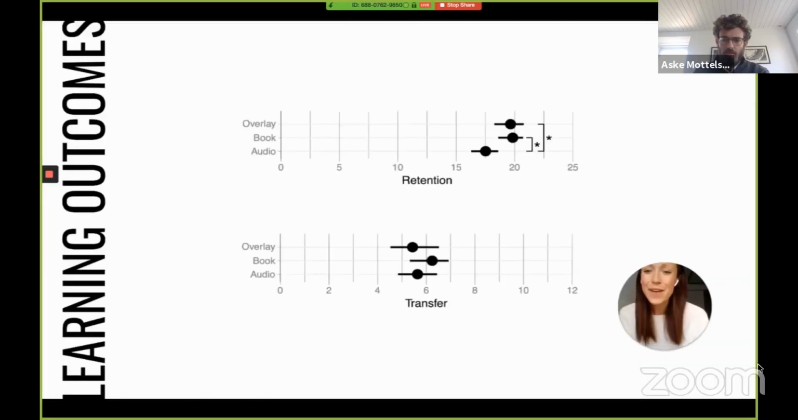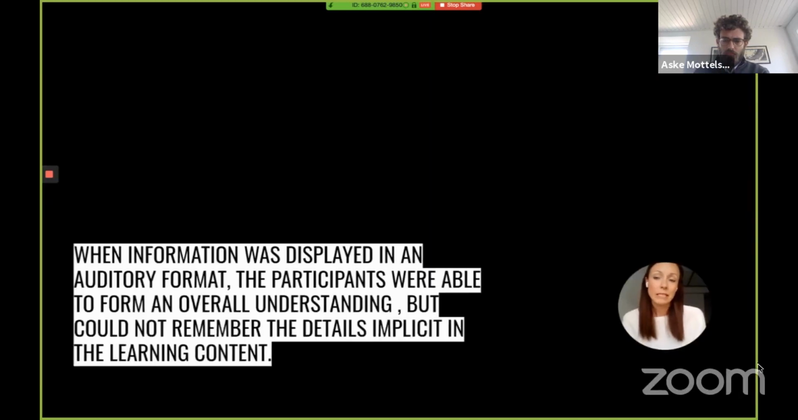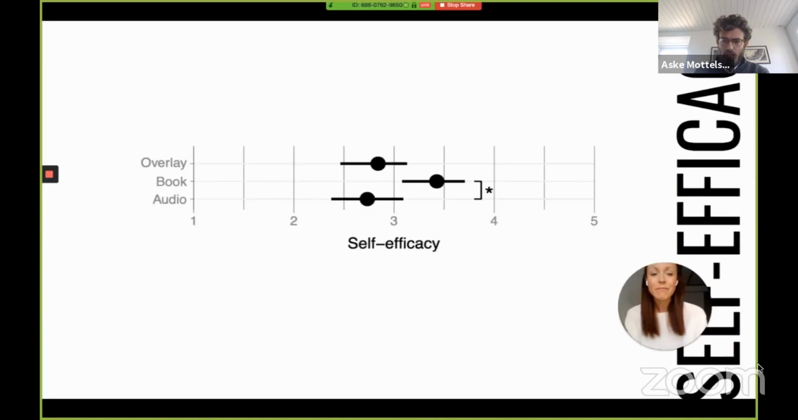So the results. For learning outcomes, we saw a significant difference in retention, but not in transfer. A significant difference was between the audio on the book condition and the audio on the overlay condition, which basically suggested that when information was displayed in an auditory format, the participants were able to form an overall understanding, but could not remember the details implicit in the learning content. We saw a significant difference in the self-efficacy measure, where students perceived the book condition to be significantly higher than the audio condition, and there was almost a significant difference between the book and the overlay.